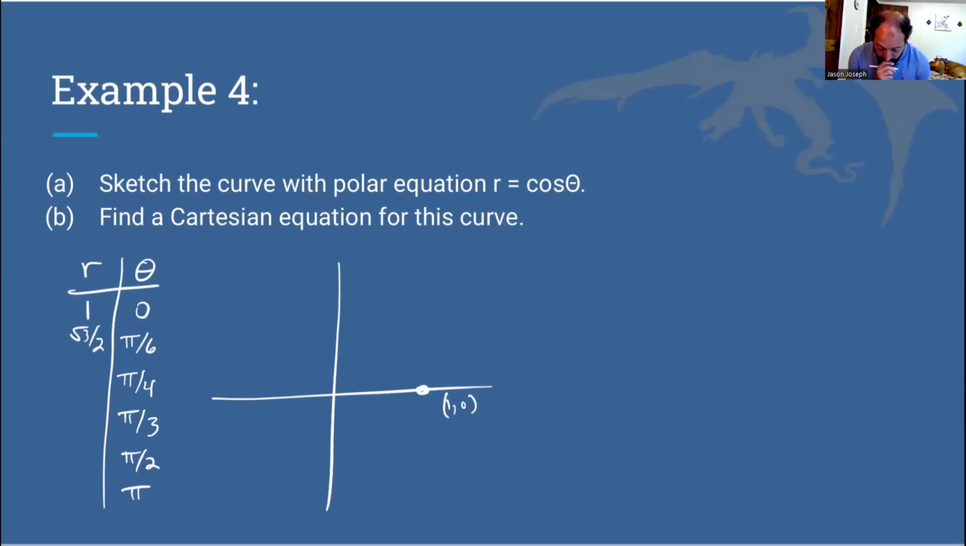I will find a decimal for that in a moment, but let me just run through this list here. Cosine of pi over 4 is root 2 over 2. Cosine of pi over 3 is 1/2. Cosine of pi over 2 is 0. And then cosine of pi is -1.